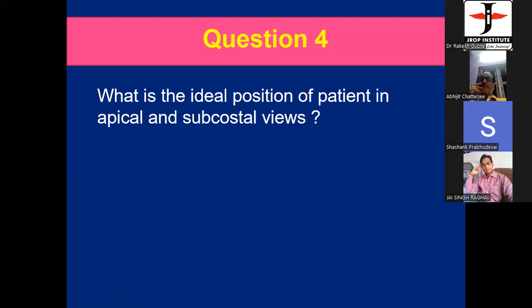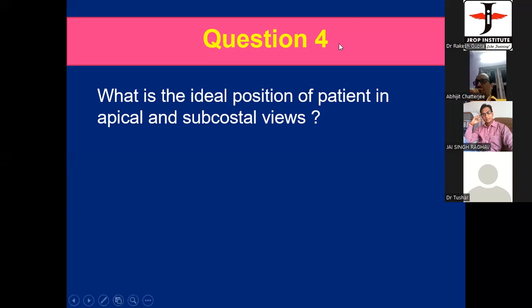What is the ideal position of the patient in apical and subcostal views? Apical view, you should place the transducer at the left atrial border. Listen to the question, not the transducer. What is the ideal position of the patient? The patient should be supine or sitting or right lateral, left lateral. Towards left lateral. And subcostal window?